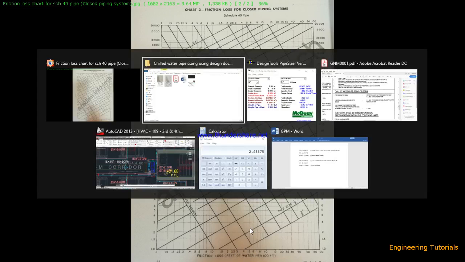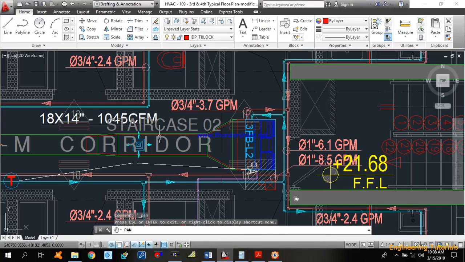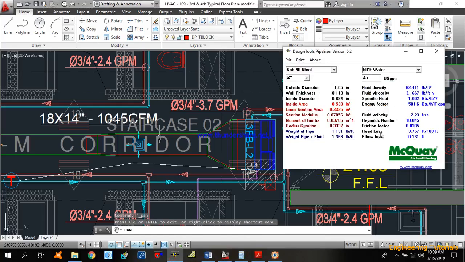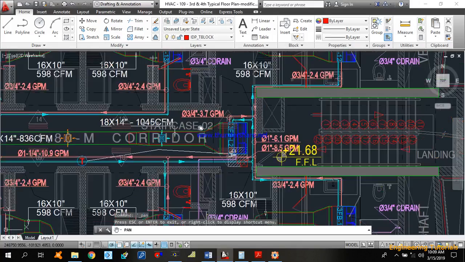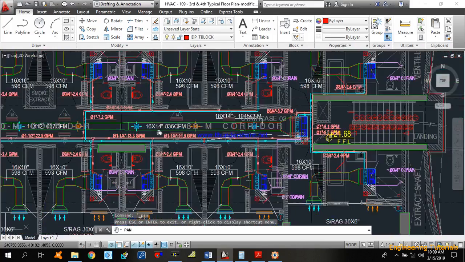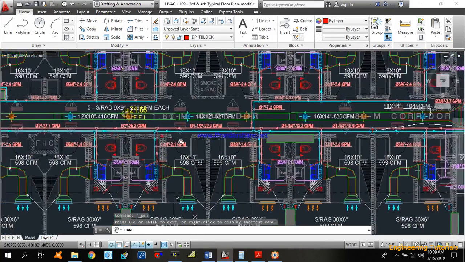So as you can see, we already checked over here, and the pipe size head loss is 3.757 feet per 100 feet, that is less than 4 feet per 100 feet. So we can use this pipe size 3/4 inch for 3.7 GPM. So let me show you one more over here.